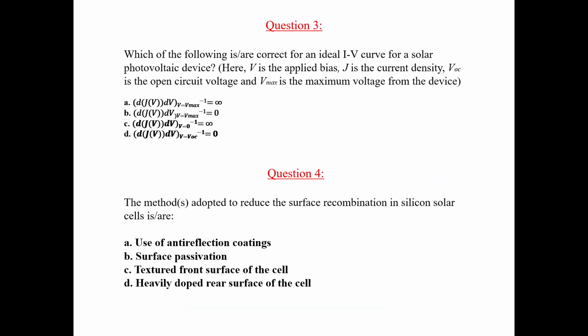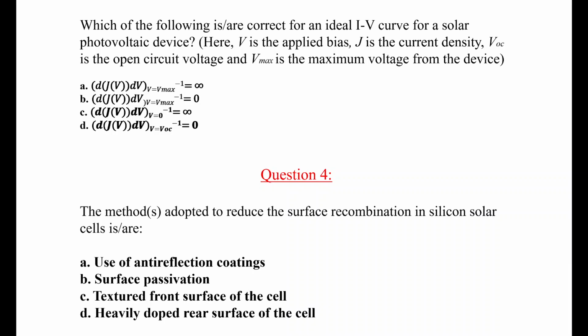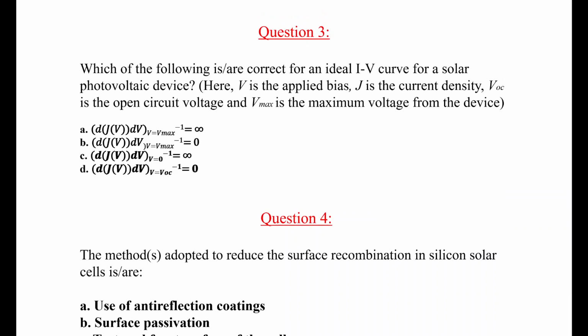Okay, so the next question is this: which of the following are correct for an ideal IV curve? Now you have to explain to me, Mele. I am myself not very handy in making solar cells, from this is the portion where I am just like you people. So, for an ideal IV curve for a solar photovoltaic device, V is the applied bias, J is the current density, Voc is the open circuit voltage, and Vmax is the maximum voltage from the device. Which of the following is correct for an ideal IV curve?